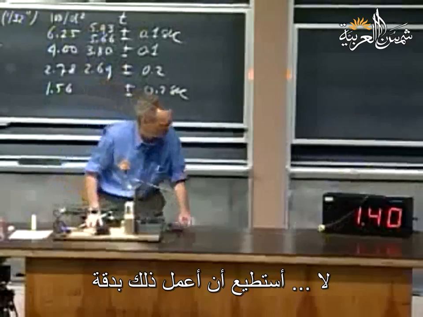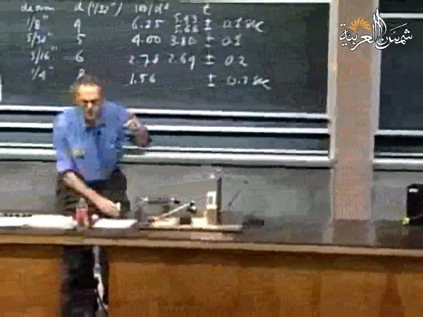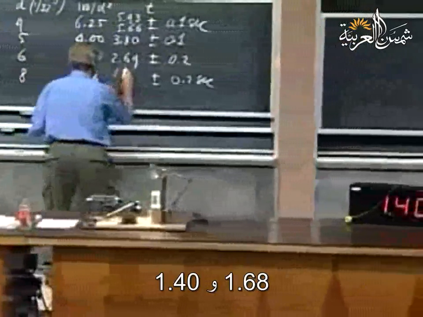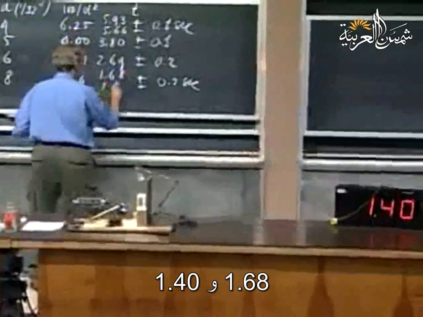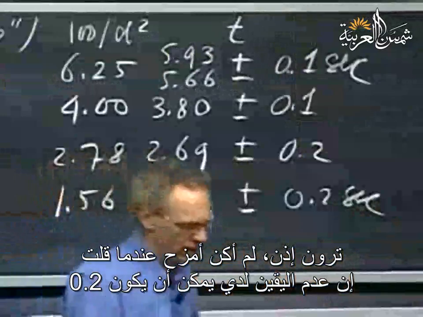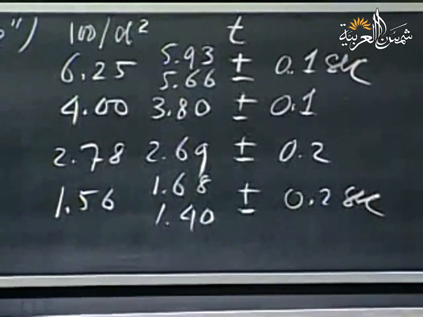I can't do it very accurately. What was the first number, by the way? 1.68. And this is 1.40. 1.68 and 1.40. So you see, I wasn't kidding when I said that my uncertainty could easily be 0.2. Now comes the acid test.